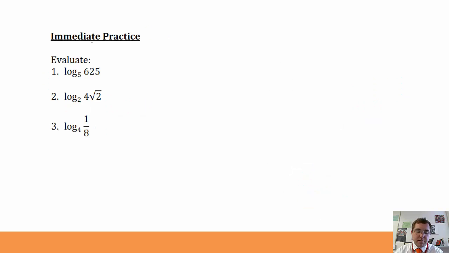Here are your immediate practice problems. 3 problems. Evaluate these 3 logarithms. That is the end of section 10.4.